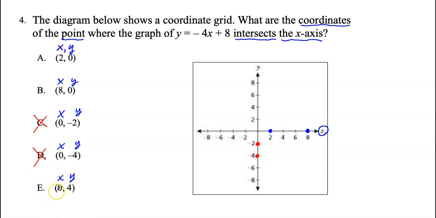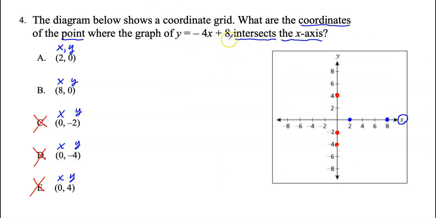This is gone. And E, let's plot this a little quicker. 0, 4, 0 units in the x direction, 4 units up in the y direction. So I'll start at the origin, move 0 units across and 4 units up. And this does not touch the x-axis either. It's right here. So this is gone as well. Now I'm down to a 50-50 chance of guessing. If you need to guess here, go ahead and guess. But let's narrow it down to the final answer.